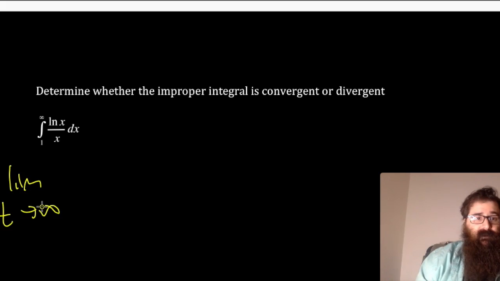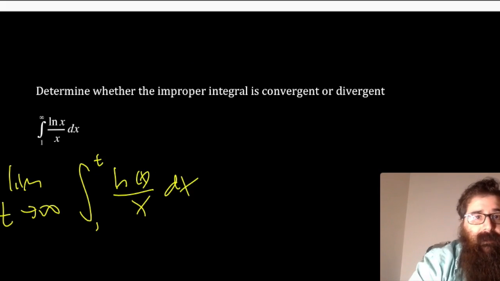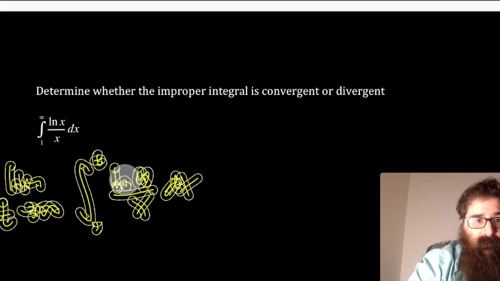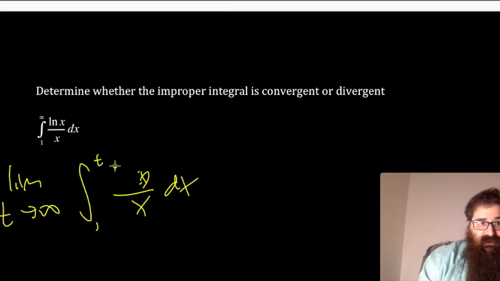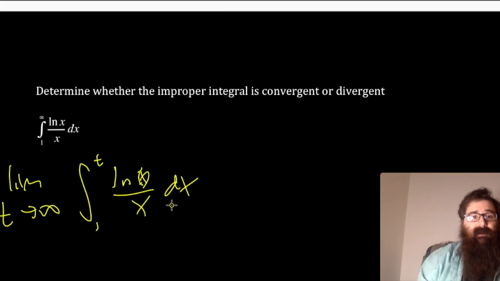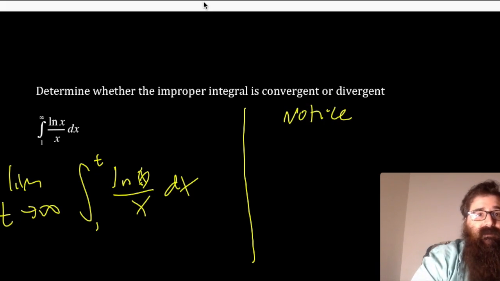The limit as t goes to infinity of the integral from 1 to t of natural log of x divided by x dx. I can make my ln look a bit more convincing, so it doesn't quite look like an h, ln of x. But I want to talk about integrating here. Well, let me do that work in the margin. Notice, we'll get a different color, purple.